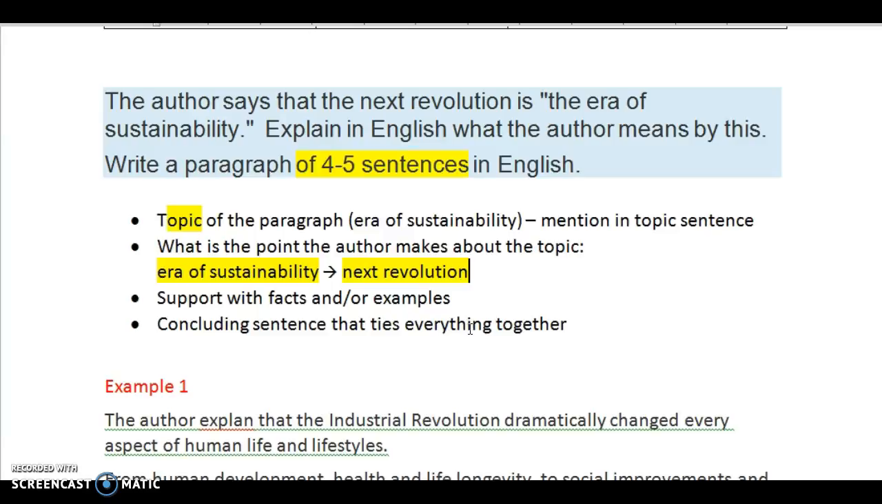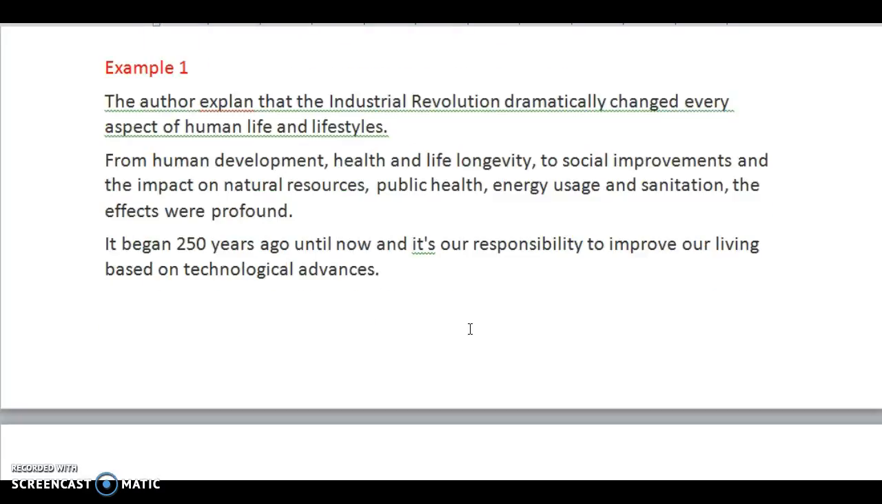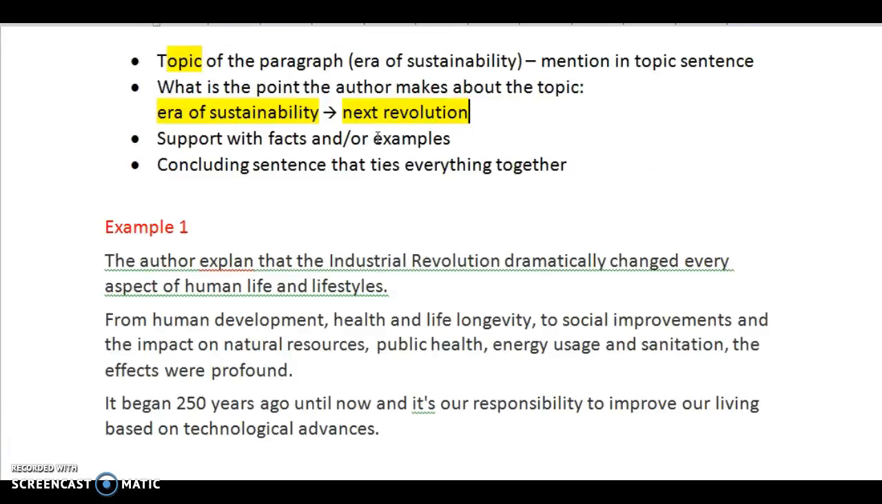So let's take a look at 3 examples of your work. Example 1. The author explained that the Industrial Revolution dramatically changed every aspect of human life and lifestyles. Well, now I need to understand the topic for me, or the main idea, is going to be how the Industrial Revolution changed human life and lifestyles. There's nothing here that talks about the era of sustainability and the next revolution.